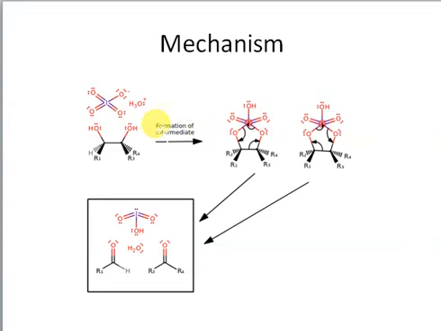So in this mechanism, we are using sodium periodate, NaIO4. The sodium is not participating in the reaction, it is just present in the reaction mixture. Since it's not participating, we have not shown it here. Sodium is missing, but it's present in the reaction mixture, and since it doesn't take part in the reaction, we say that sodium is a spectator ion here.